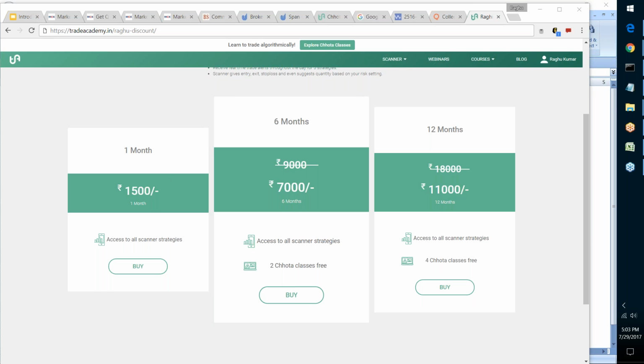So Swapnil, let me go through, so Swapnil is asking what's the success ratio, right? So how many of you are Scanner users? If you're a Scanner user, please say yes.